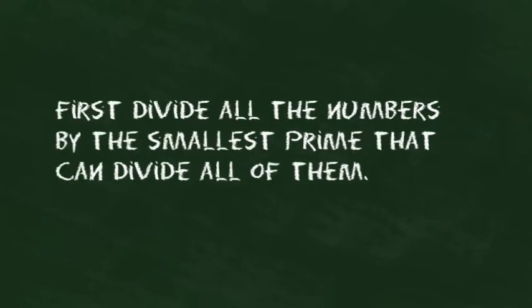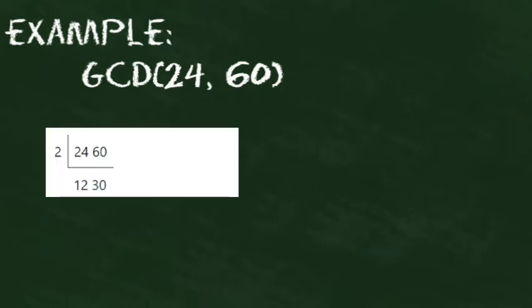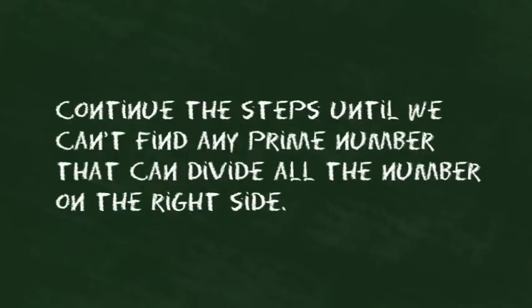Division by primes. Division by primes is done by dividing all the numbers by the smallest prime that can divide all of them. For example, the smallest prime that divides 24 and 60 is 2. 24 divided by 2 is 12, while 60 divided by 2 is 30. Continue the steps until we can't find any prime number that can divide all the numbers on the right side.